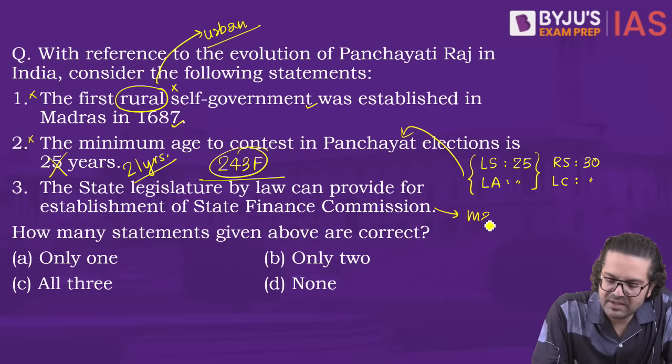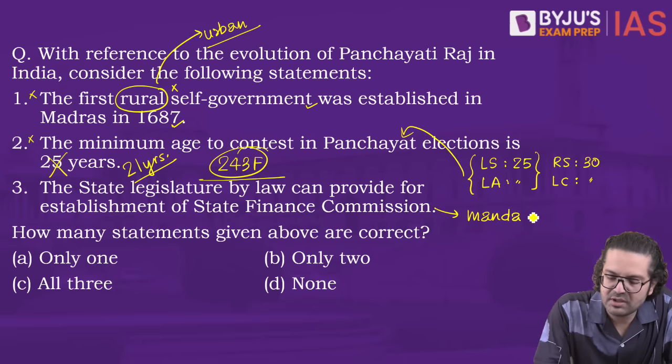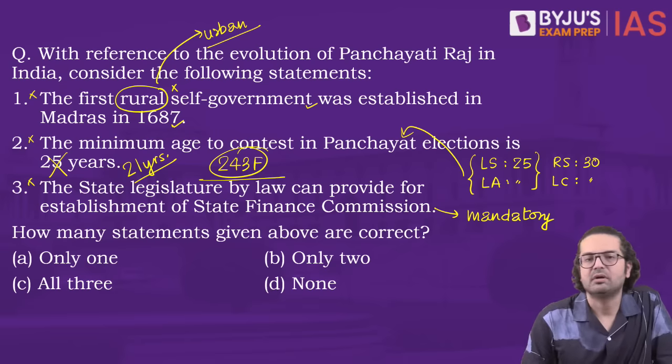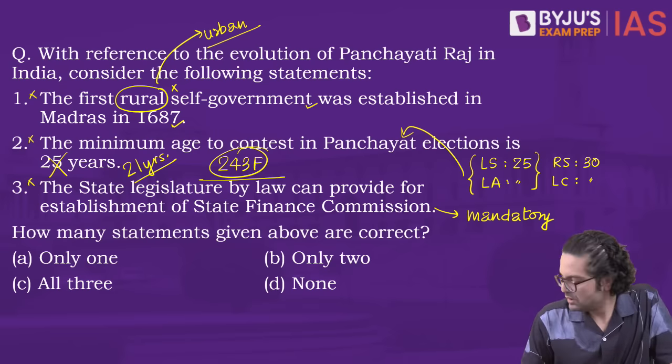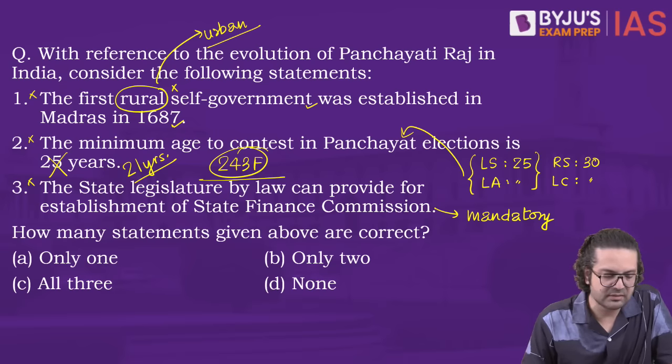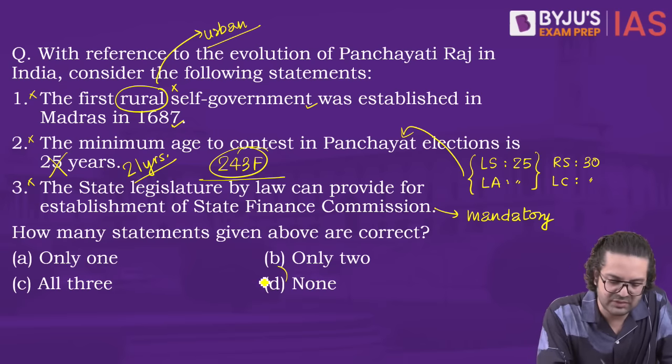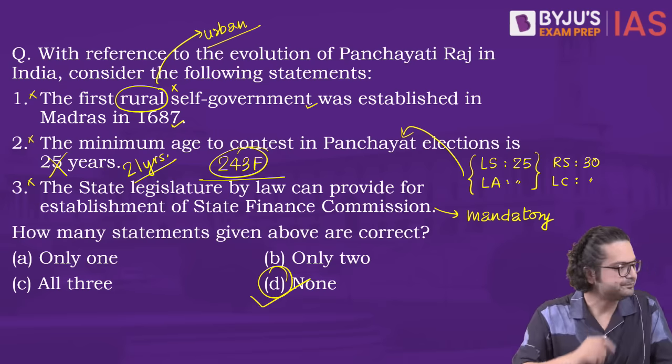So it is mandatory. It is not an optional provision. This means what? This is also wrong. Okay. All 3 are wrong. How many statements are correct? None of the statements. D is the right answer.